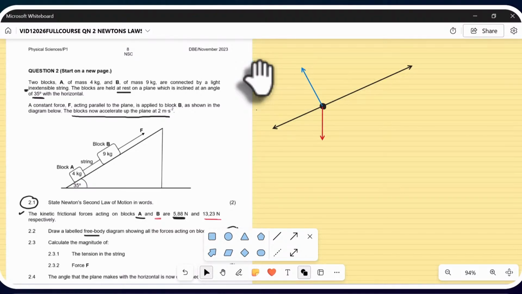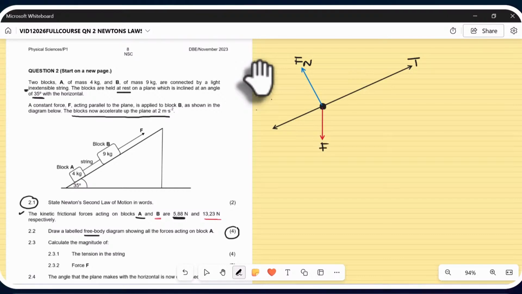So we said we must label the free body diagram. This is the normal force, which is F normal. And then this one is the tension. This one is the weight, which we also call Fg. This is our frictional force, because they said the body is moving, so it is kinetic frictional force. Then they say here, 2.3, calculate the magnitude of the tension in the string.